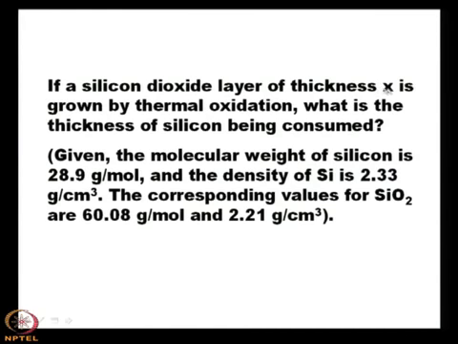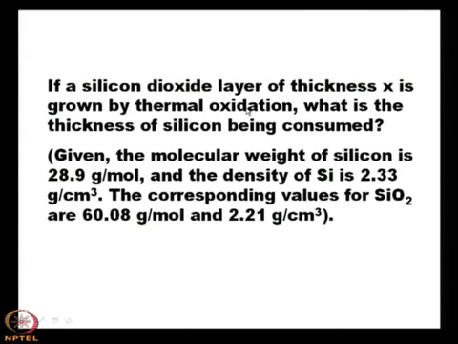So, if it is x, then how much thermal oxidation and will be the silicon dioxide? If a silicon dioxide layer of thickness x is grown by thermal oxidation, what is the thickness of silicon being consumed? Given the molecular weight of silicon is 28.9 gram per mole and the density of silicon is 2.33 gram per centimeter cube, the corresponding values for SiO2 are 60.08 gram per mole and 2.21 gram per centimeter cube.